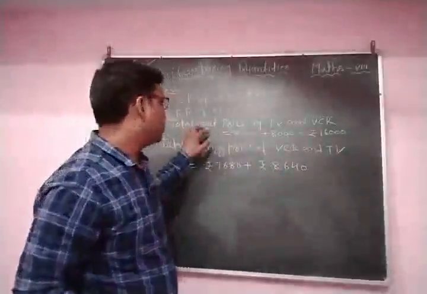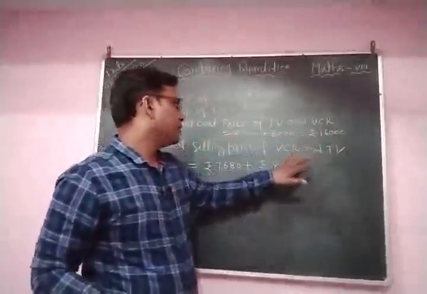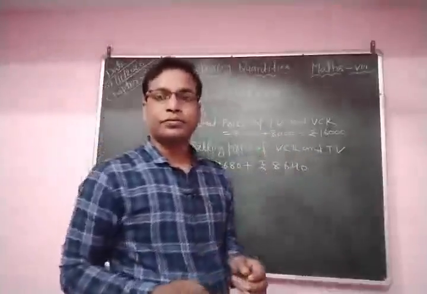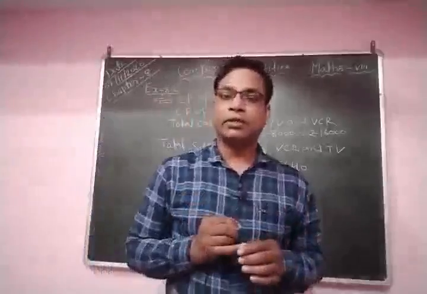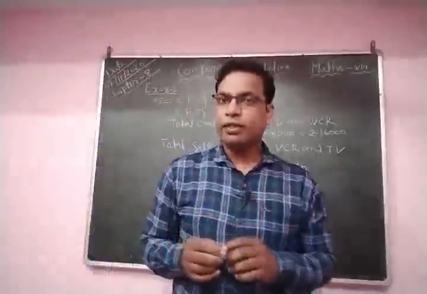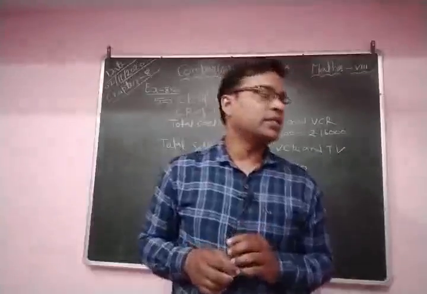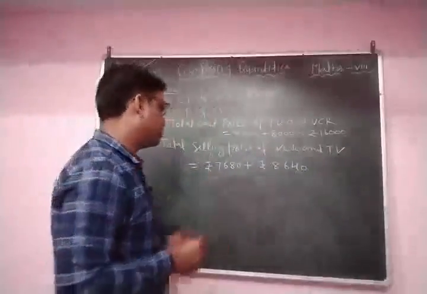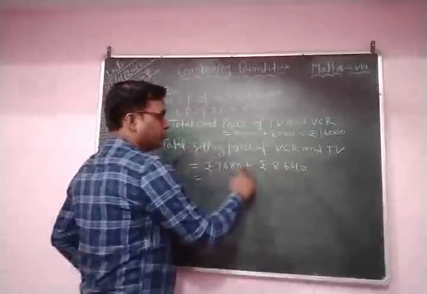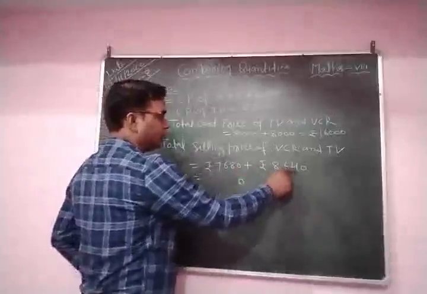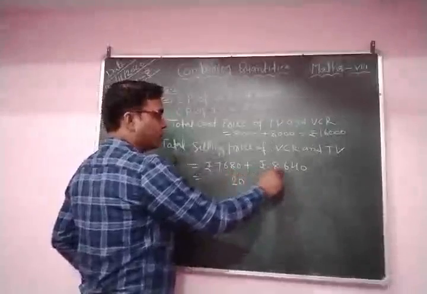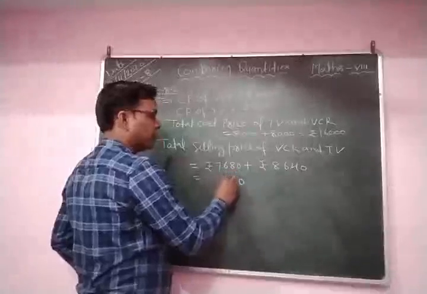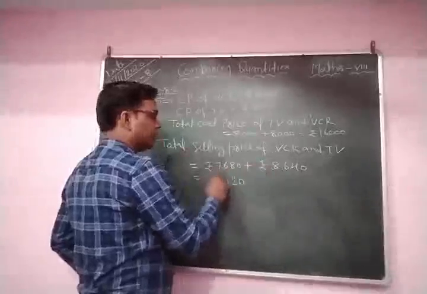But here we will also find the total cost price of TV and VCR. This is equal to 8,000 plus 8,000, which is 16,000. Now we are going to find the total selling price of VCR and TV. Sum them: 0 plus 0 is 0, 4 plus 8 is 12, so 2, carry 1, 6 plus 6 is 12, plus 1 is 13, and last 8 and 1 is 16.